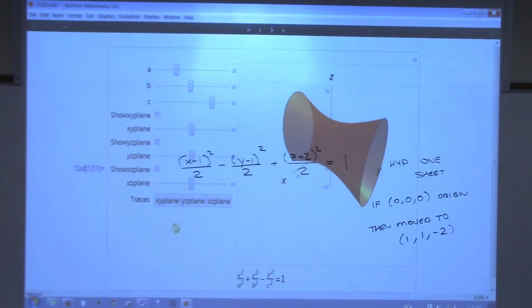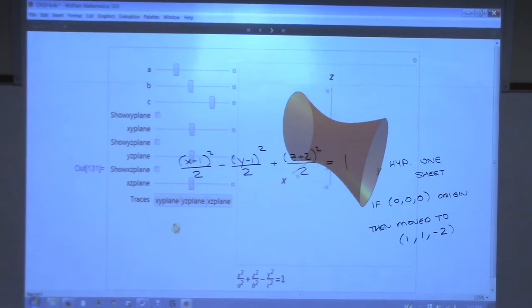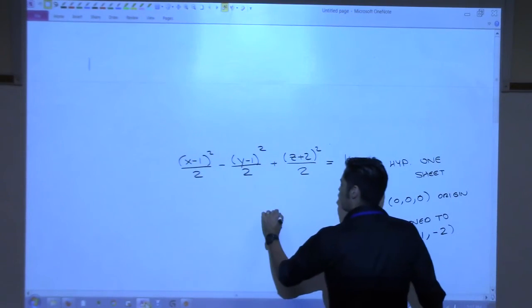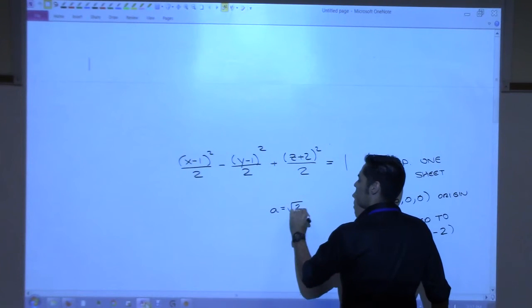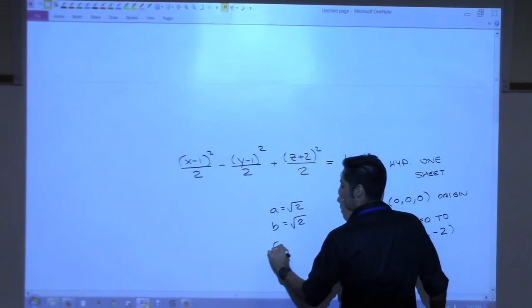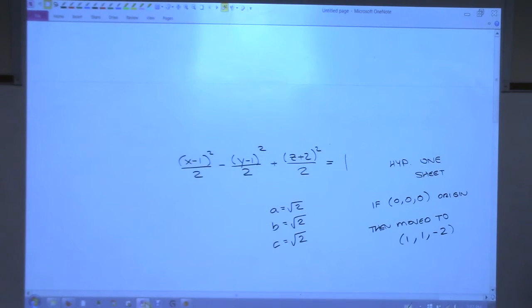Also, what's a for us? Square root of 2. Right? Because look at that formula. It's x squared over a squared. So we would say here, a is root 2. What's b? Root 2 again. And c is root 2. So they're all root 2. It's kind of boring, but that's what you need to be able to do on the test.